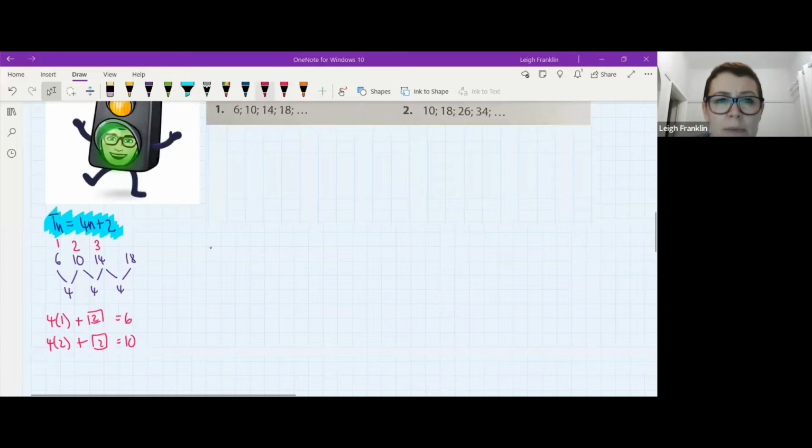So n are the numbers that go in. Tn are the numbers that come out. So 1 plus 4 is not 6, and 2 plus 4 is not 10, and 3 plus 4 is not 14. It's a system of input and output. Okay, so yes, you're adding 4 to go from one term to the next, absolutely, but that's not the nth term of the pattern. You've got to calculate the nth term of the pattern like I've just showed you here on the left. All right, let's have a look at number 2 now.